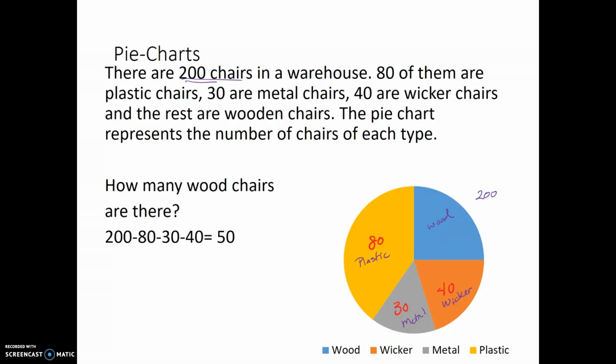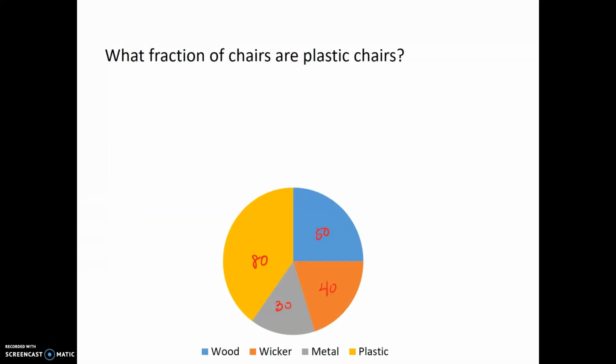And to find out how many wood chairs we have, we're just going to subtract plastic, metal, and wicker chairs from 200. So 200 minus 80 minus 30 minus 40. And that's going to equal 50 wood chairs.